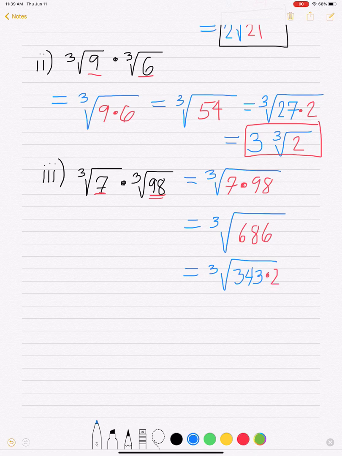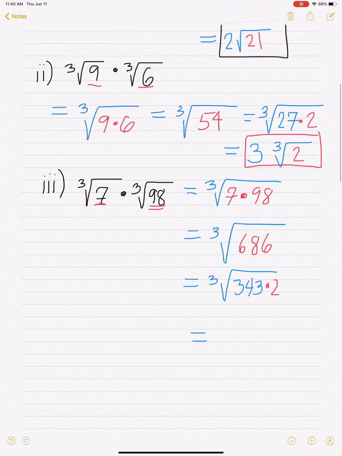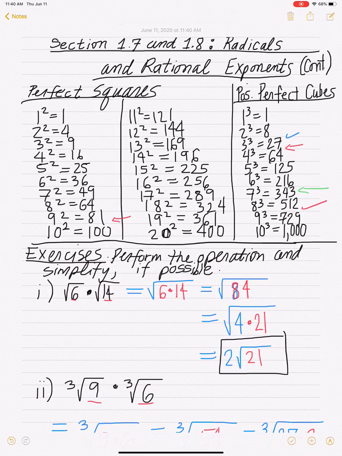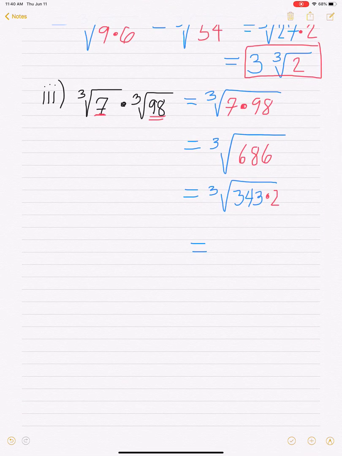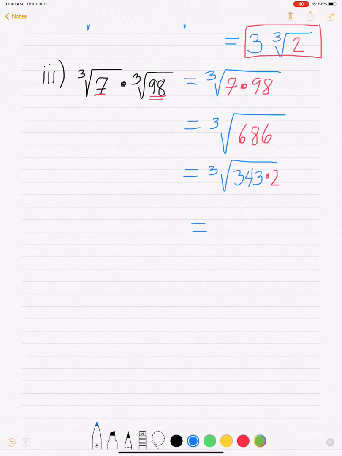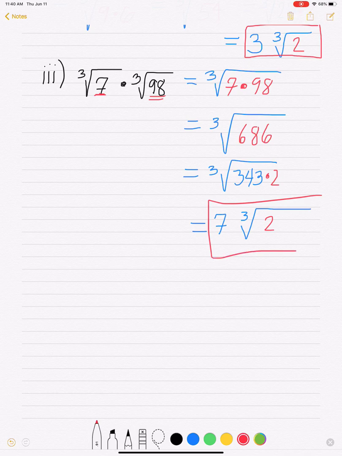Now, we know that 343 is a perfect cube, right? It was in our list. What is the cube root of 343? Well, it's going to be 7, right? 7 cubed gave us 343. So 343 gets out of jail and becomes a 7 because the cube root of 343 is 7. So we have 7 cube root of 2. That's our answer there. Cube root of 343 is 7, and the 2 stays under the radical. 2 is not a perfect cube. All right.